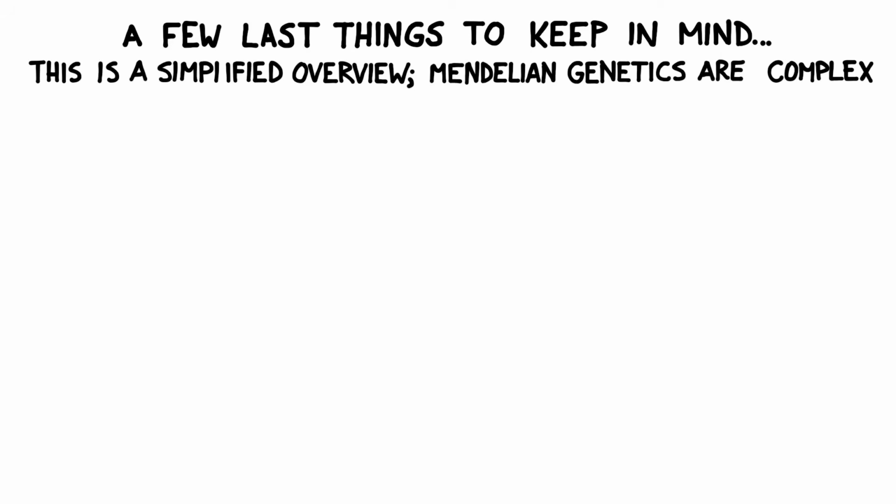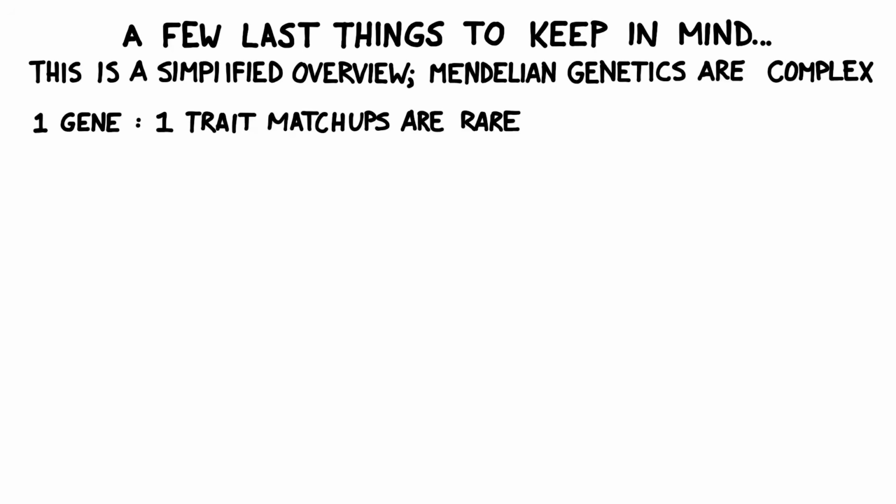A few final things to keep in mind. This screencast is a simplified overview. Mendelian genetics are complex. Mendelian genetics are also not a foolproof system. There are very few one gene to one trait matchups. Most traits are determined by the interaction of several genes, and there are also cases where one gene determines several different traits.